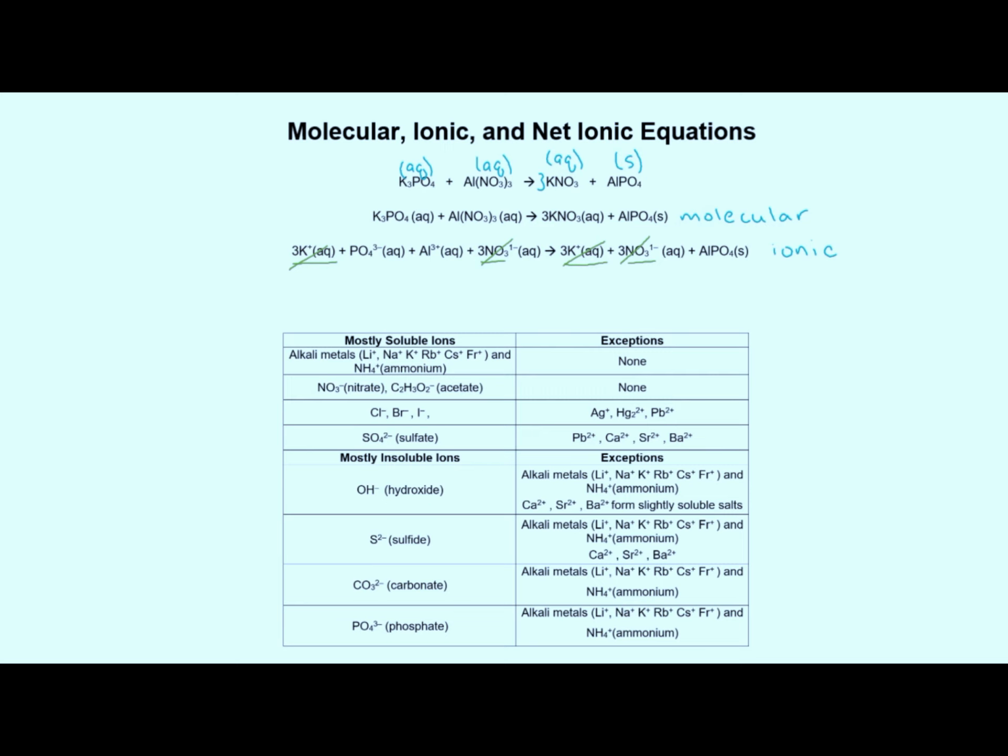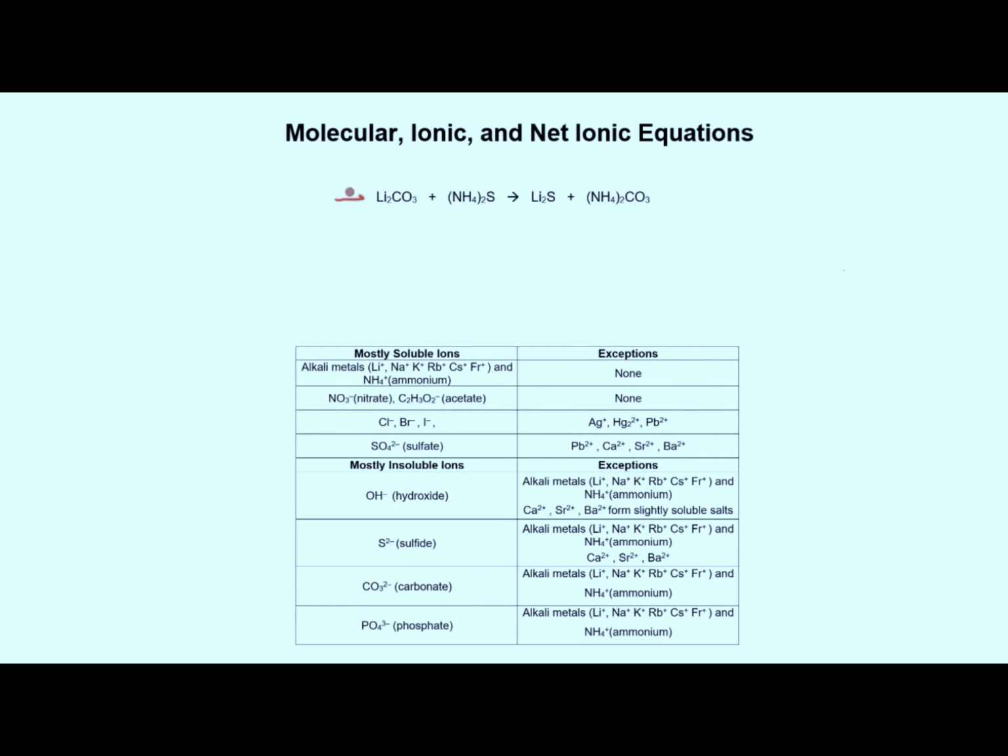So I have pulled all the spectator ions out of my ionic equation. So I'm going to rewrite this a little neater. Here we go. And this is the net ionic equation. So my phosphate pulled down, my aluminum pulled down, and my precipitate, my aluminum phosphate, also pulled down. What a net ionic equation shows is the reaction that is really going on. So these potassium ions here from my ionic equation, they're just hanging out in solution. They are not participating in the chemical reaction at all, which is why we pull them out of the net ionic equation.